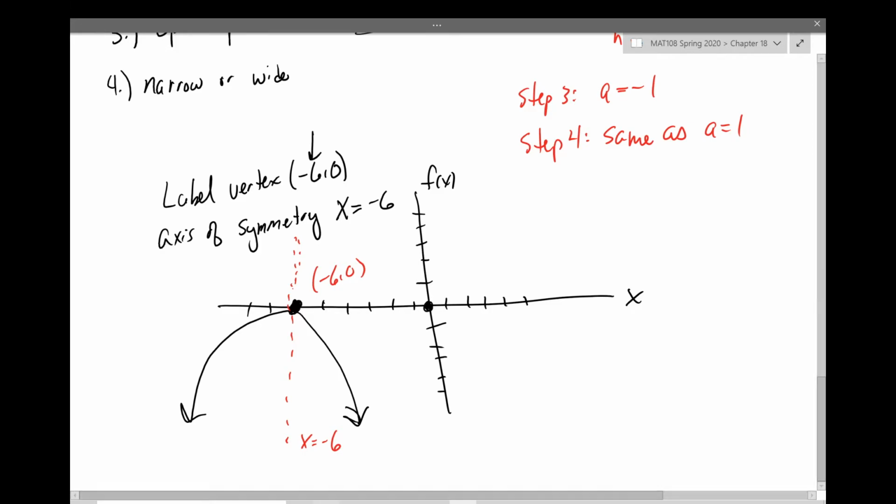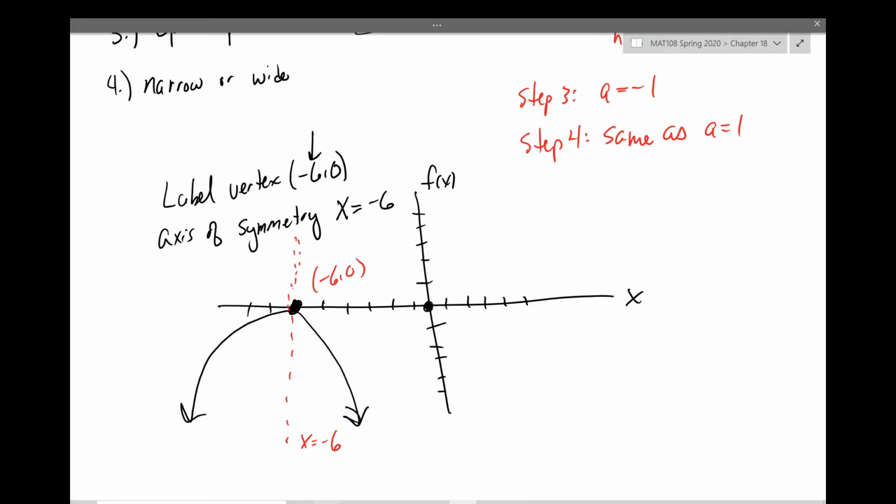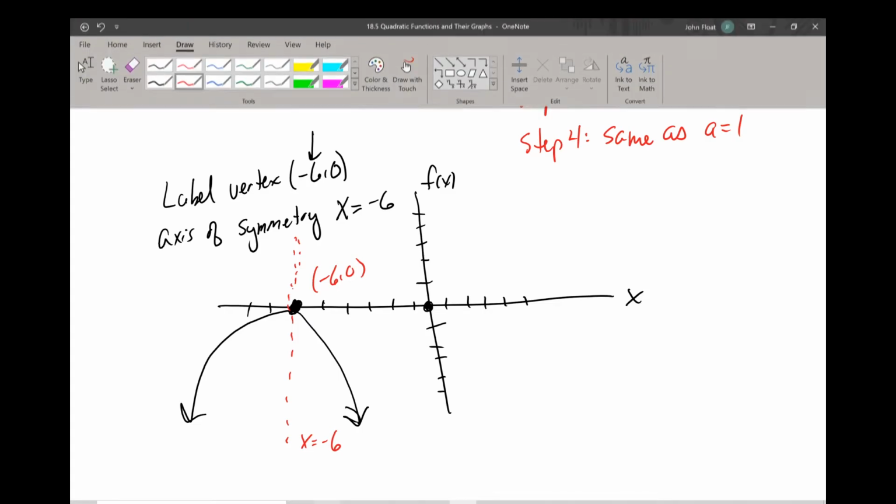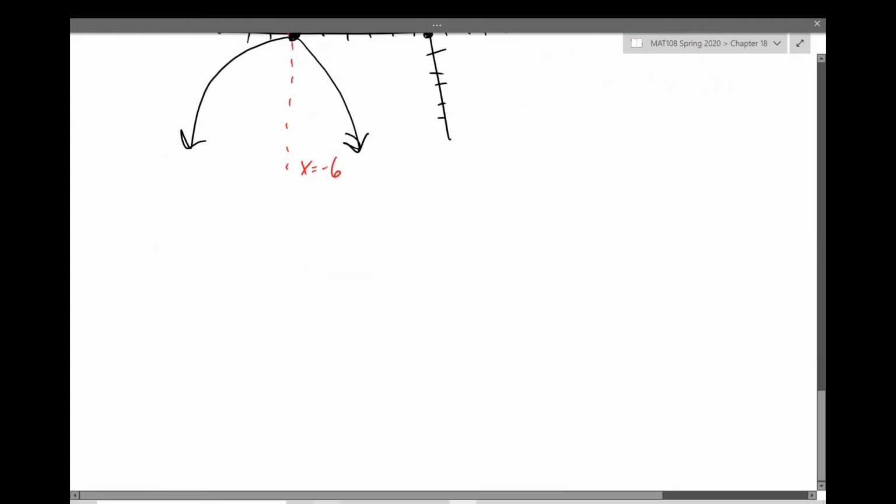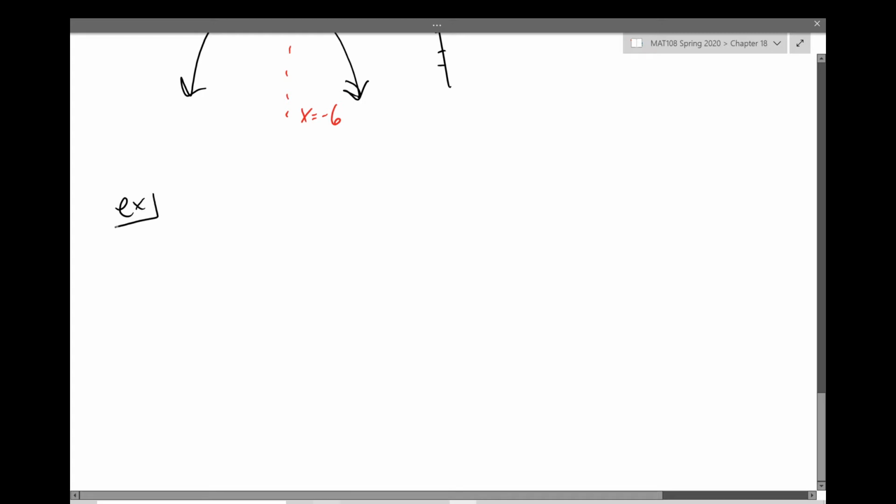All right? So for the next problem, instead of writing out all these steps, I'll point to everything and tell you what it does. See if we can do it that way as well. So let's look at this example here. Let's do f of x equals... let's not start off with fractions. We'll do 3 times (x plus 7) squared plus 1.